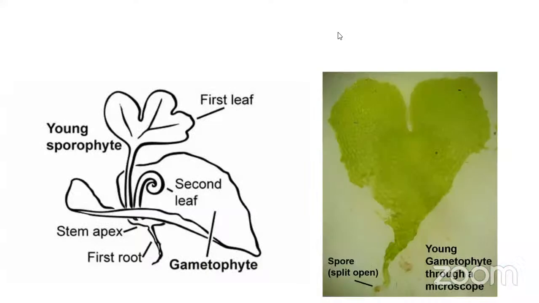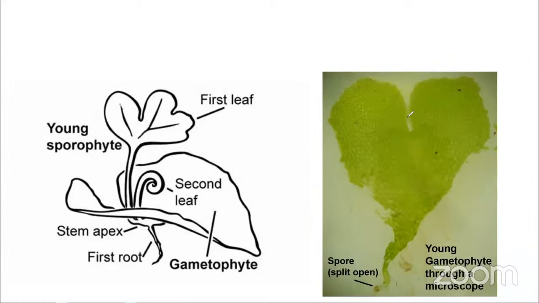So here we see some pictures. I really like this picture of an actual gametophyte through a microscope, right? Really is a beautiful art. We do have a little on-theme material for today, right? Okay. So our little gametophyte here through a microscope, we can see a spore here as well. And then we see a cartoon of how this structure is going to develop as we move into the sporophyte generation. So we have that sporophyte sprouting out from our gametophyte.